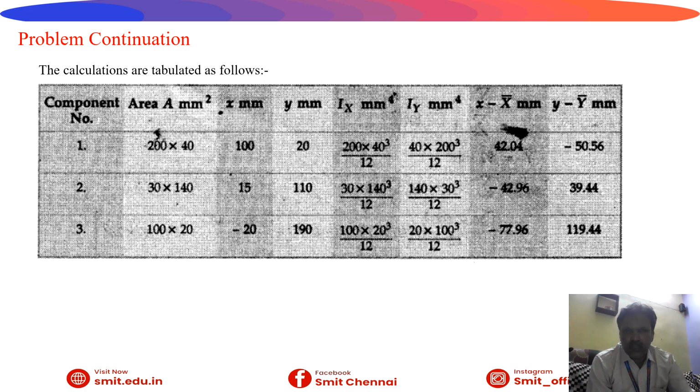Here it is mentioned. In the next slide we will see the values. And what is x minus x bar? We have to find x bar separately, which is what you covered in part 1 of this unit 3. We completed up to the centroid. We know how to find the centroid x bar and y bar, and the same procedure has to be used again. We will see in the upcoming slide how you get x bar and y bar. These are the highlighted values: 42.04 followed by minus 42.96, and for y minus y bar, also in mm, we have the values minus 50.56, 39.44, 119.44.